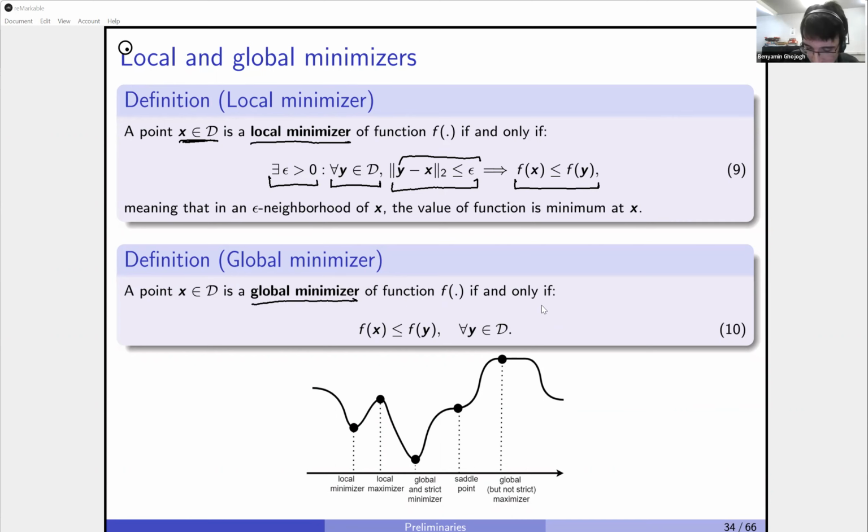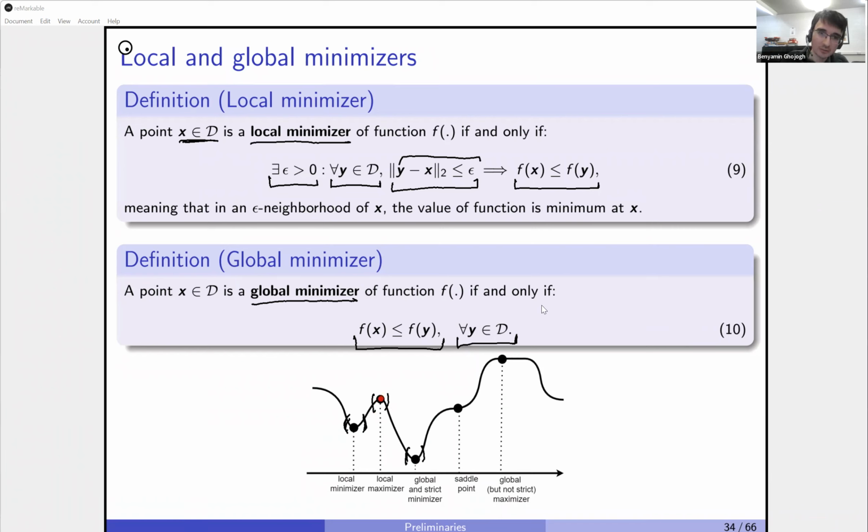If it is a global minimizer, it means that for all of the points in the domain, f of x is less than or equal to f of y. So for all of them. An example is that this is a local minimizer. For a neighborhood around it, see, this is the minimum. All of the function values here are above this. This is also a local minimizer. This is not a local minimizer. This is a local maximum. So this is a local maximizer.